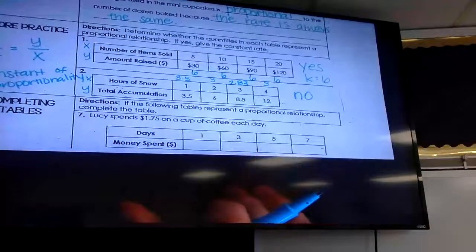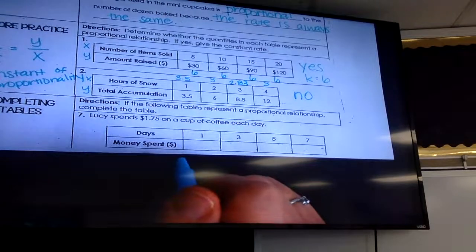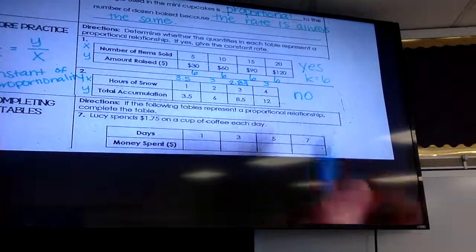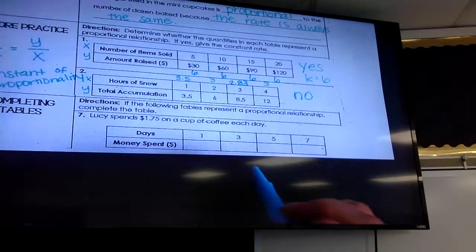Okay, I'm doing one example of completing tables. I wish I had room on here for more, but there's also stuff we have to do on the back. So I'm just going to show you one. I think you're going to catch on really quick, but it says if the following tables represent a proportional relationship. So I'm telling you it's a proportional relationship.